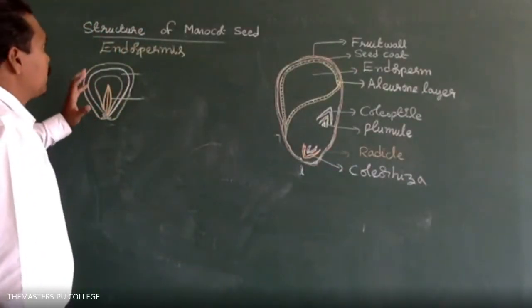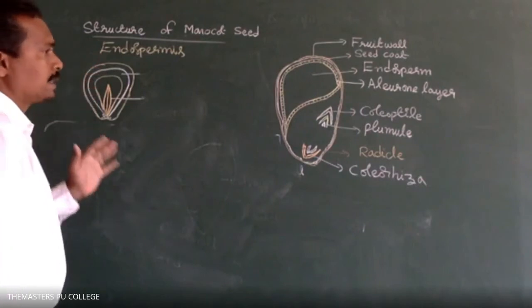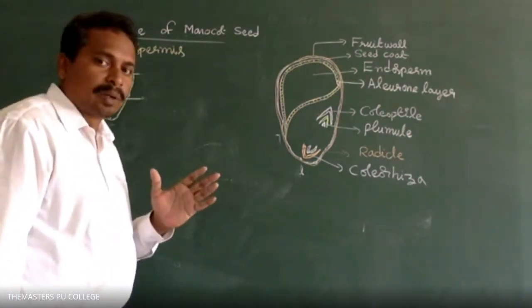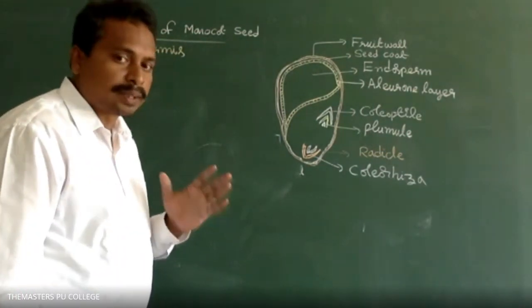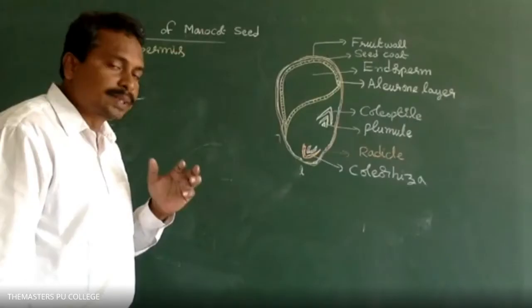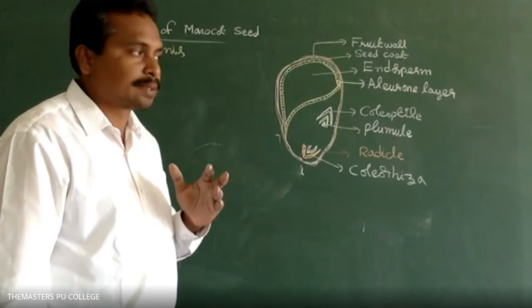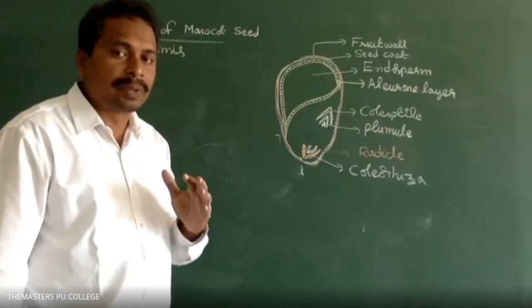So, endospermic seeds. Orchids belong to which class? Monocots or dicots? Monocots. So in most of the monocotyledon plant species, are the seeds endospermic or non-endospermic? Endospermic. Whereas orchids are non-endospermic.